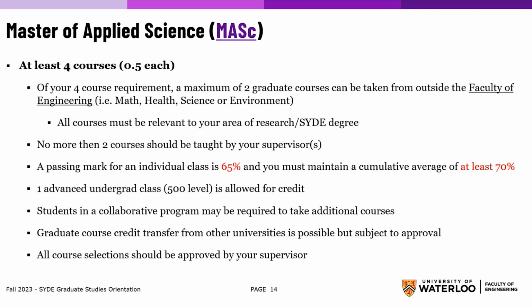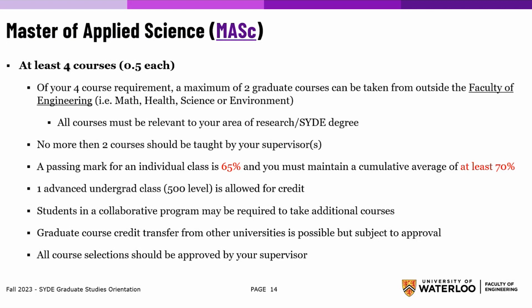Students who are in collaborative programs, so the nanotechnology or the aeronautics program, might be required to take some additional courses depending on their background. And again, graduate course credit transfer from other universities is possible. If you started a degree somewhere, didn't finish it, and want to transfer some courses, it's subject to approval.